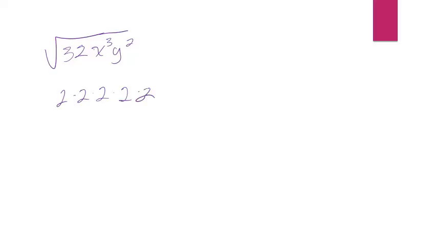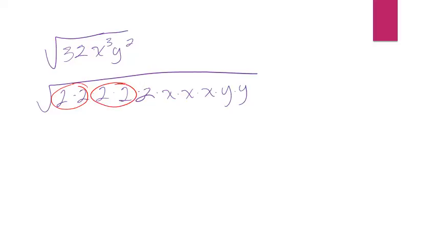And then basically whenever you have x to the third, you're saying x times x times x. And when you have y to the second power, you're saying y times y. And again, we're going to look for pairs. So we have a 2, we have 2, we have 2 x's, and we have 2 y's. So all of that can go outside.